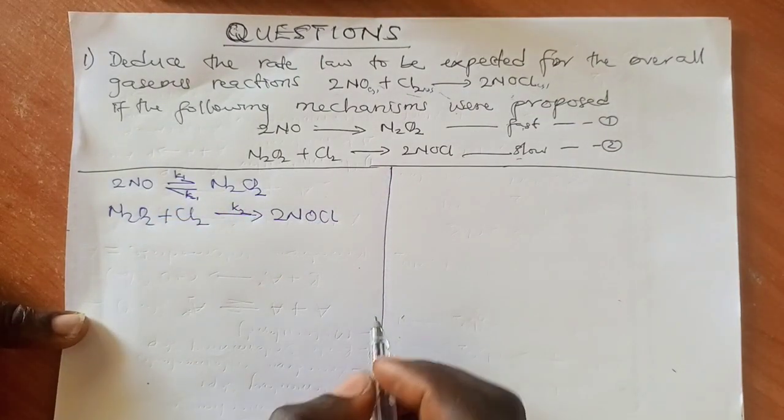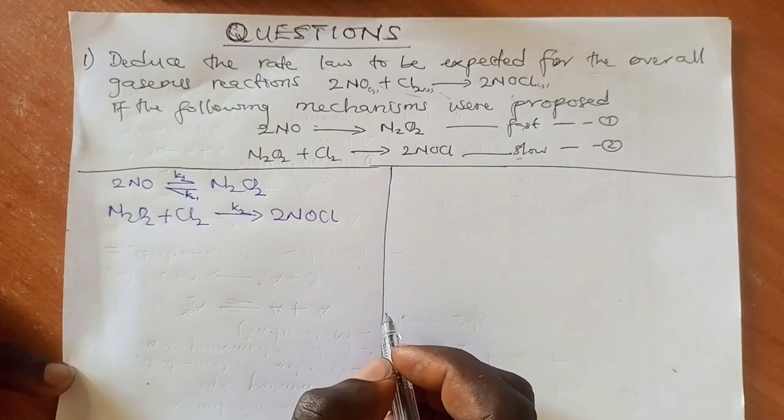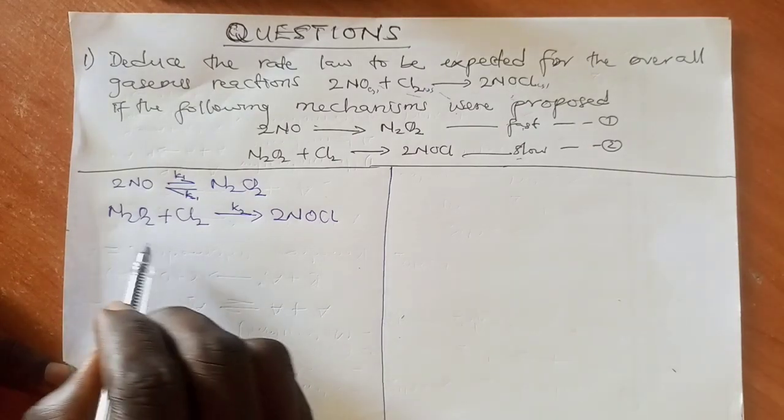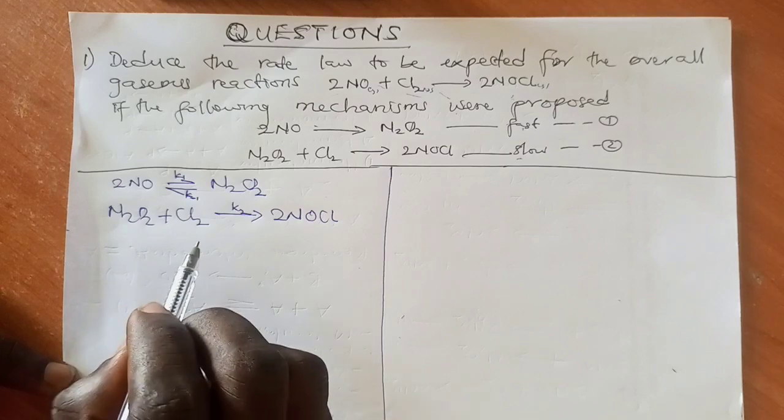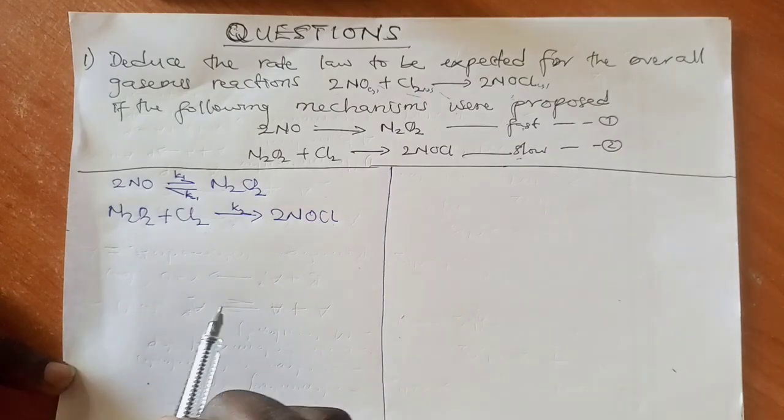Okay, so the first thing to do in determining the rate law of the reaction mechanism is to first of all write the rate law of each of the elementary steps.